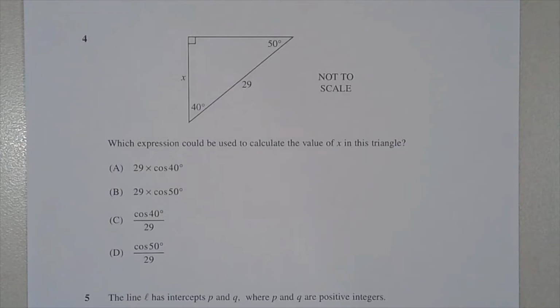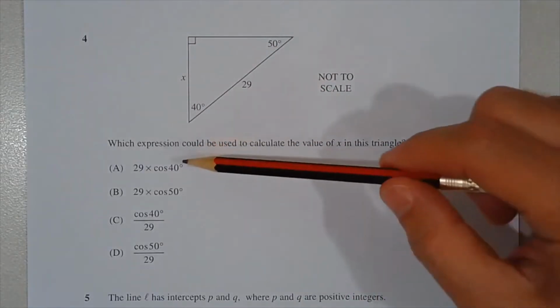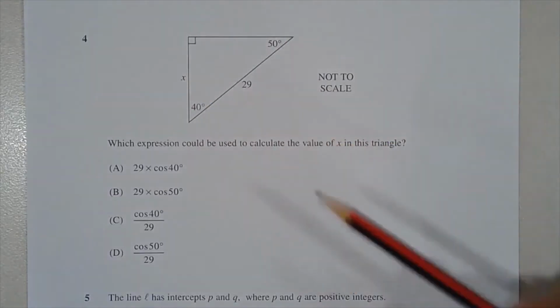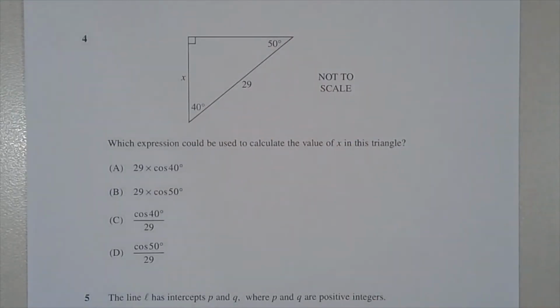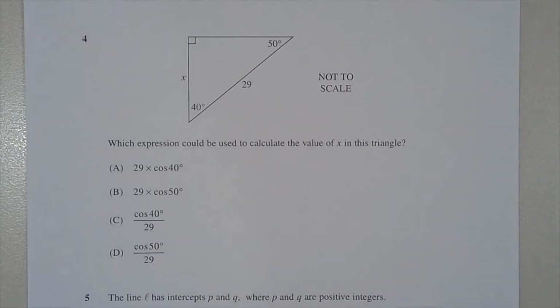Question 4. Which expression could be used to calculate the value of x in this triangle? Now we have a right-angled triangle, a known hypotenuse. One of the sides is unknown, but that's the side that we wish to find, so this side x, and we have two known angles. Now if you look at the options, all of them involve the cosine ratio, and cosine is adjacent over hypotenuse.